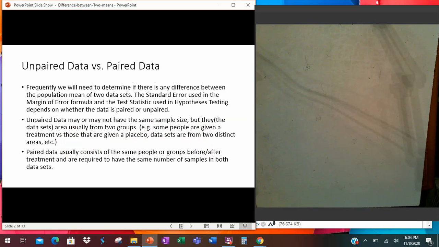Is there a difference between the mean age between people in North Carolina versus South Carolina, the mean weight, the mean height? So two different areas where they're not going to be the same people, and they may have two different sample sizes. So paired data usually consists of the same people or groups before or after treatment, and they are required to have the same number of samples in both data sets. We're going to see later why that's got to be true.